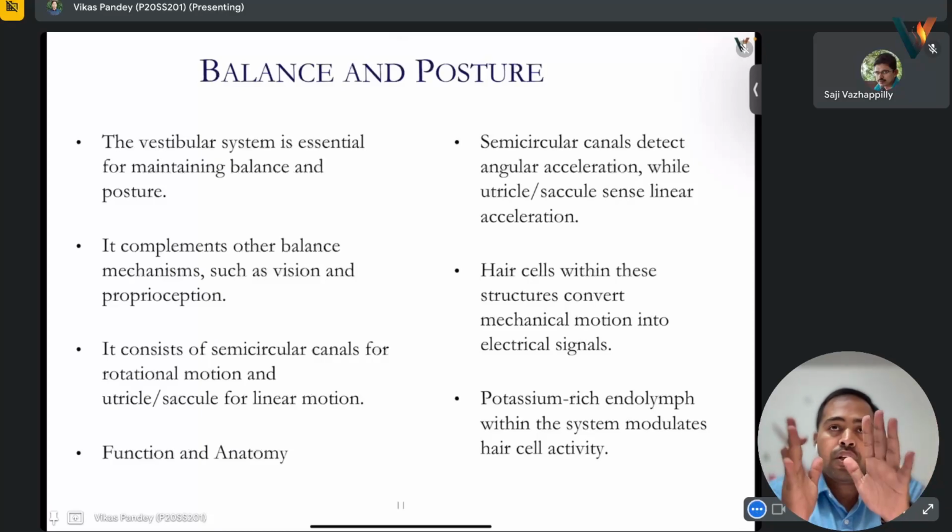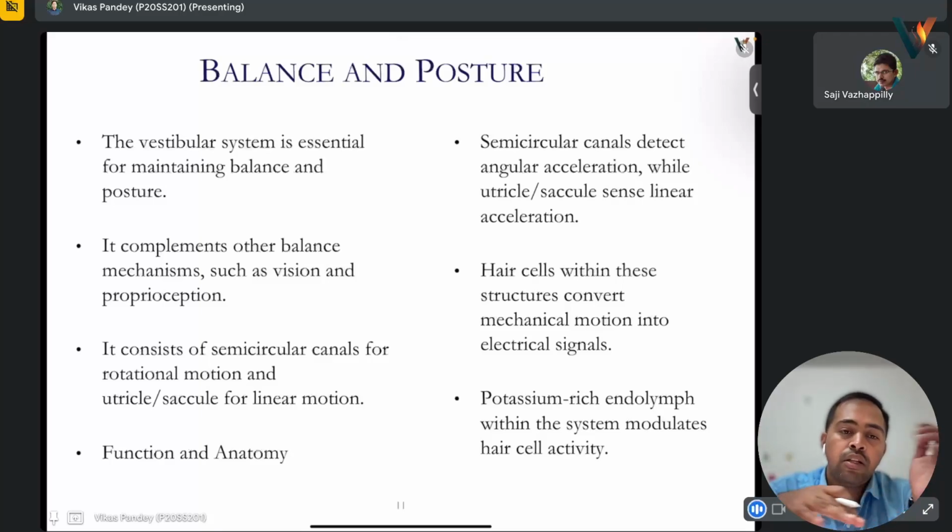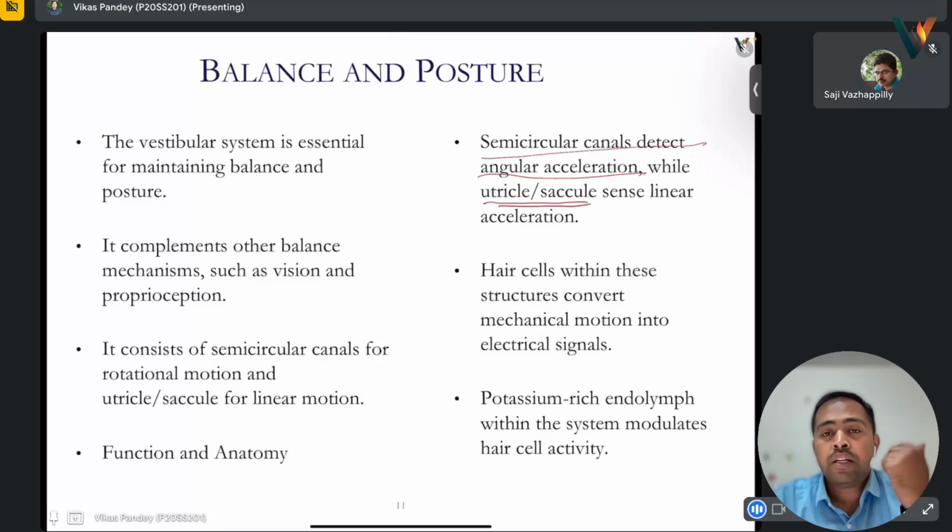One is to understand the rotational motion of the body. The other is to understand the linear motion of the body. The semicircular canals detect angular acceleration, while the utricle or saccule senses the linear acceleration of the body. In these also there are hair cells that convert these mechanical motions into electrical signals. These have a fluid kind of structure.